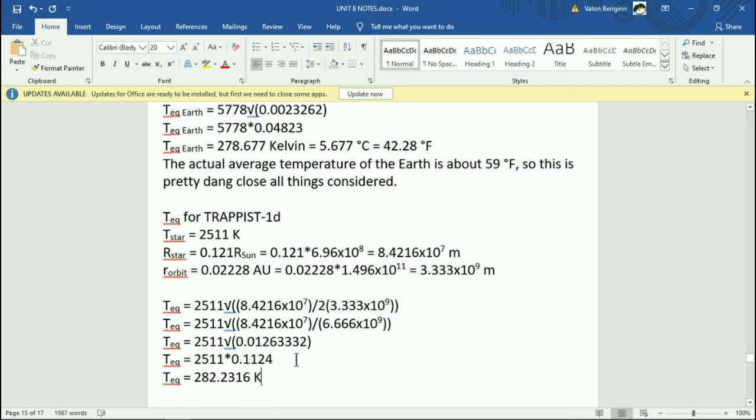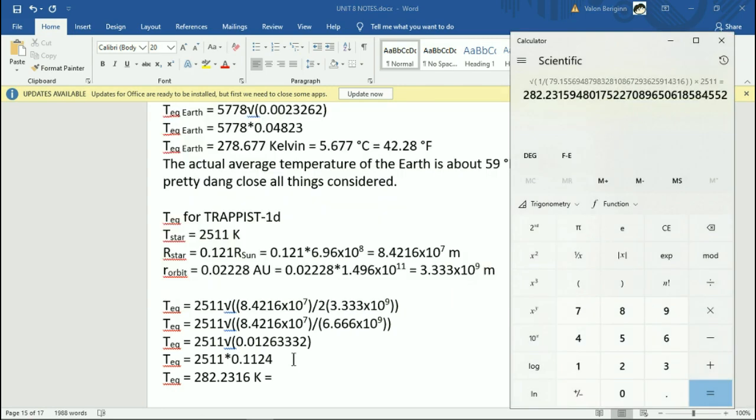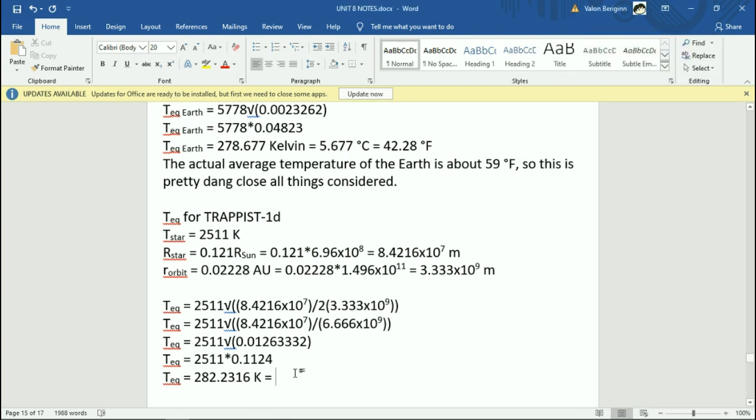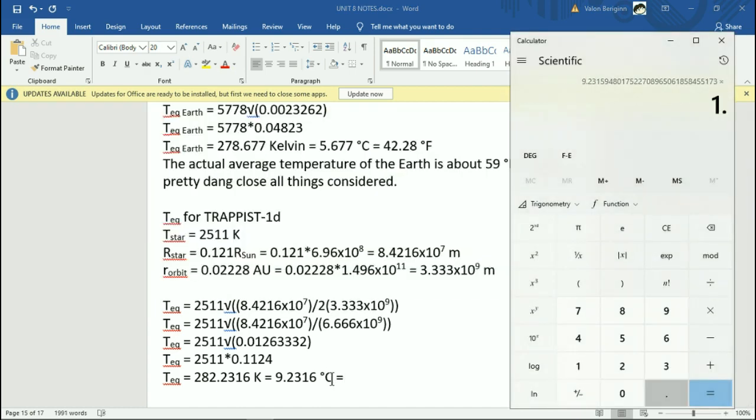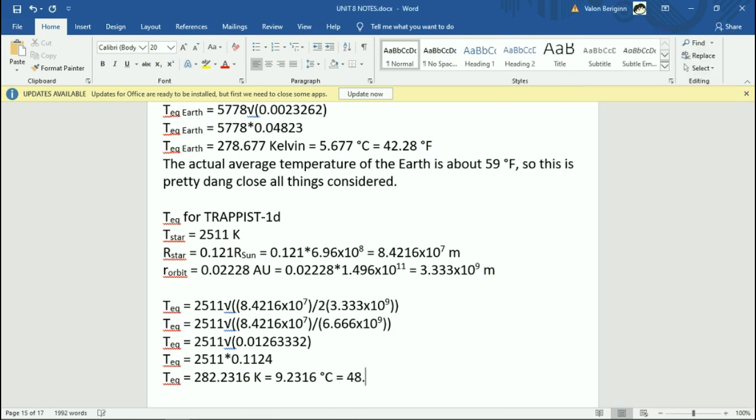So this planet, and again, you might not be able to tell immediately how this compares to the Earth, but here's the Earth, 278 Kelvin. This is 282 Kelvin. So this planet is a little bit hotter than the Earth. Okay, but let's convert to make sure what we know the number is. We want to subtract 273 to get Celsius, so that's 9.316 degrees Celsius. Then times 1.8 plus 32, so we get about 48.6.